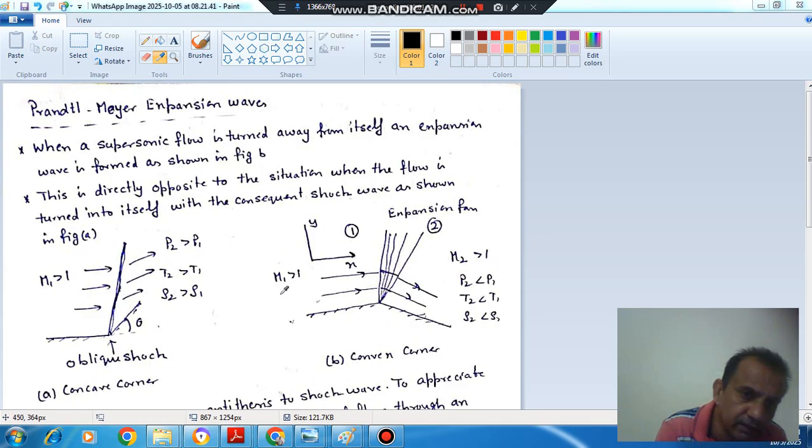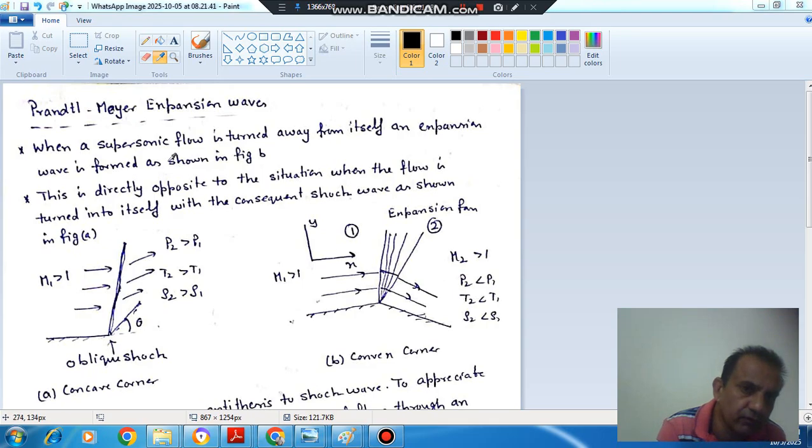So here another difference is that the Mach number is more than 1 and the Mach number increases here. M2 is also greater than 1 and M2 is greater than M1 also. Pressure, temperature, density decrease across the expansion wave.